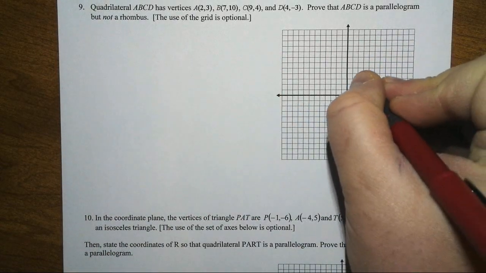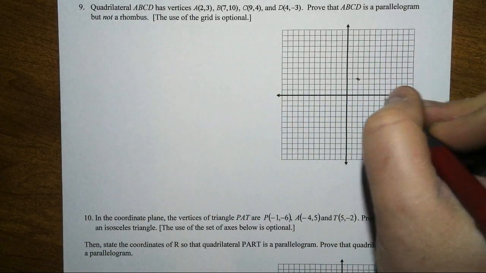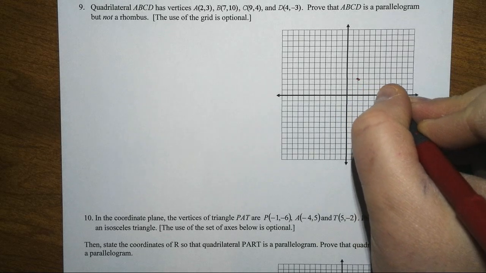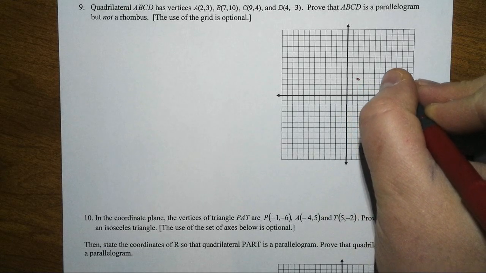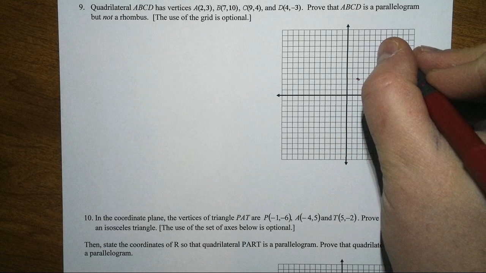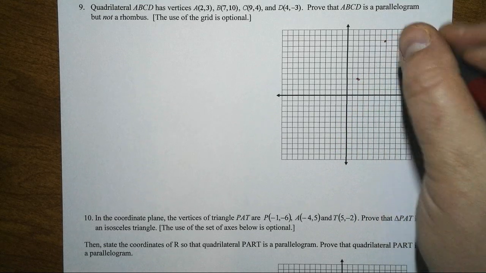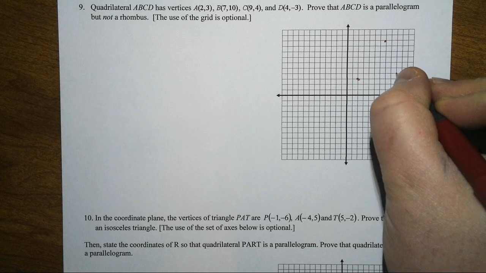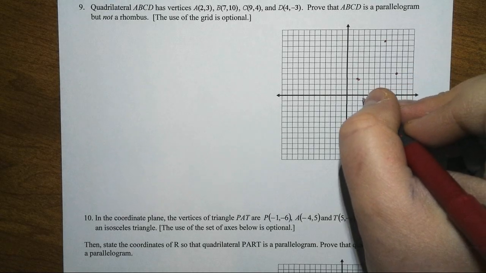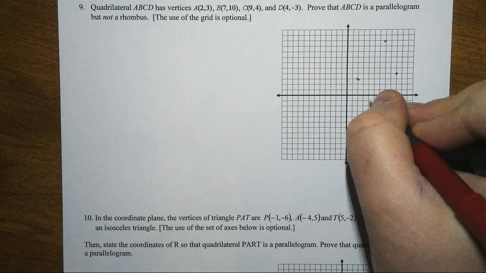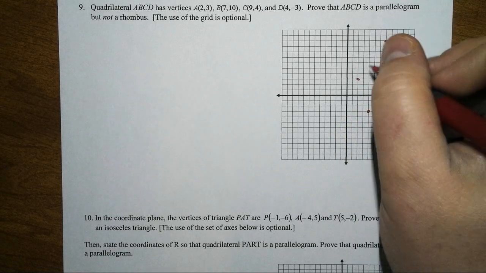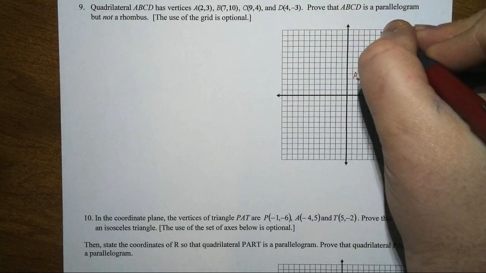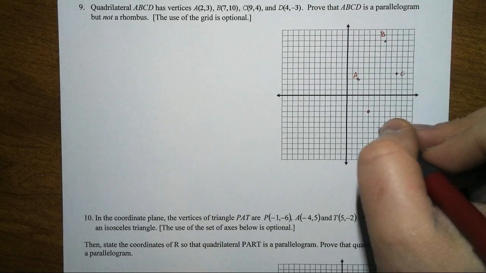A is (2, 3). B is (7, 10). C is (9, 4). And then D is (4, 1). So we have A, B, C, and then D.